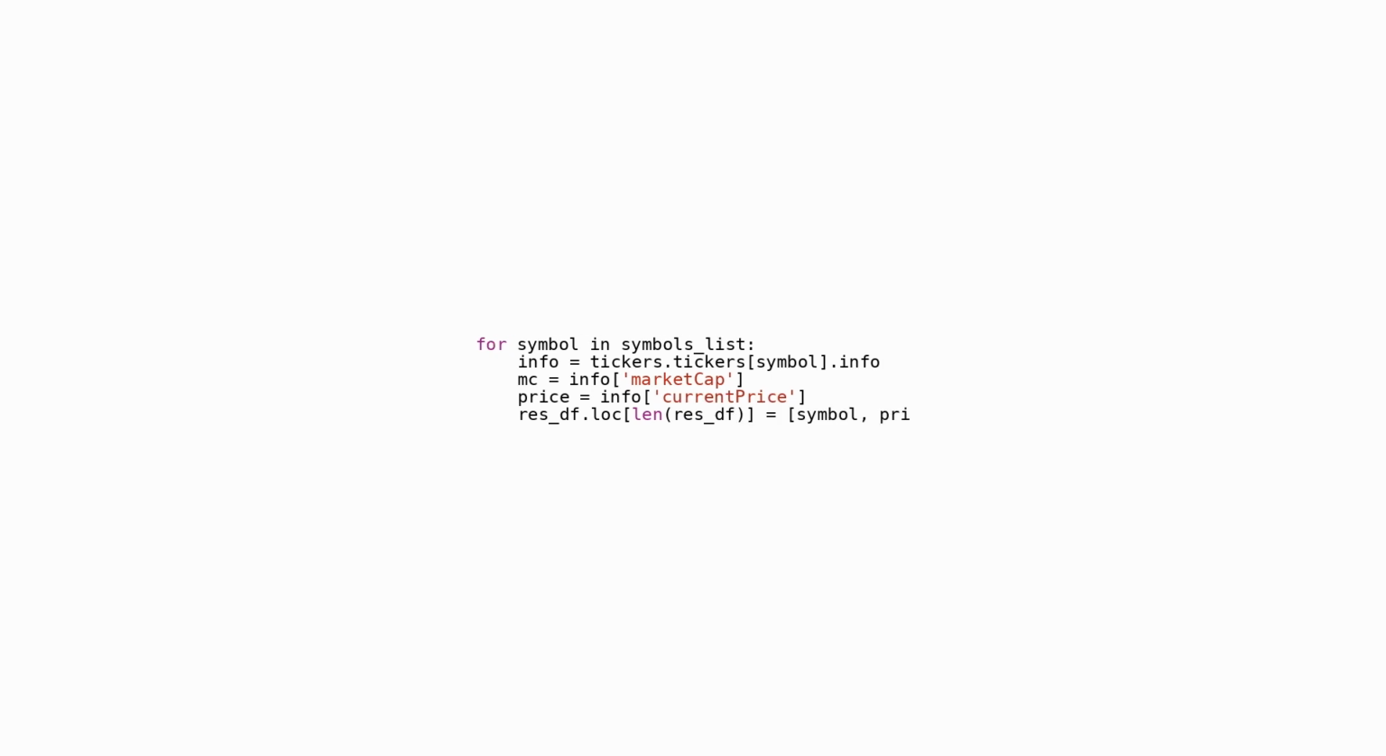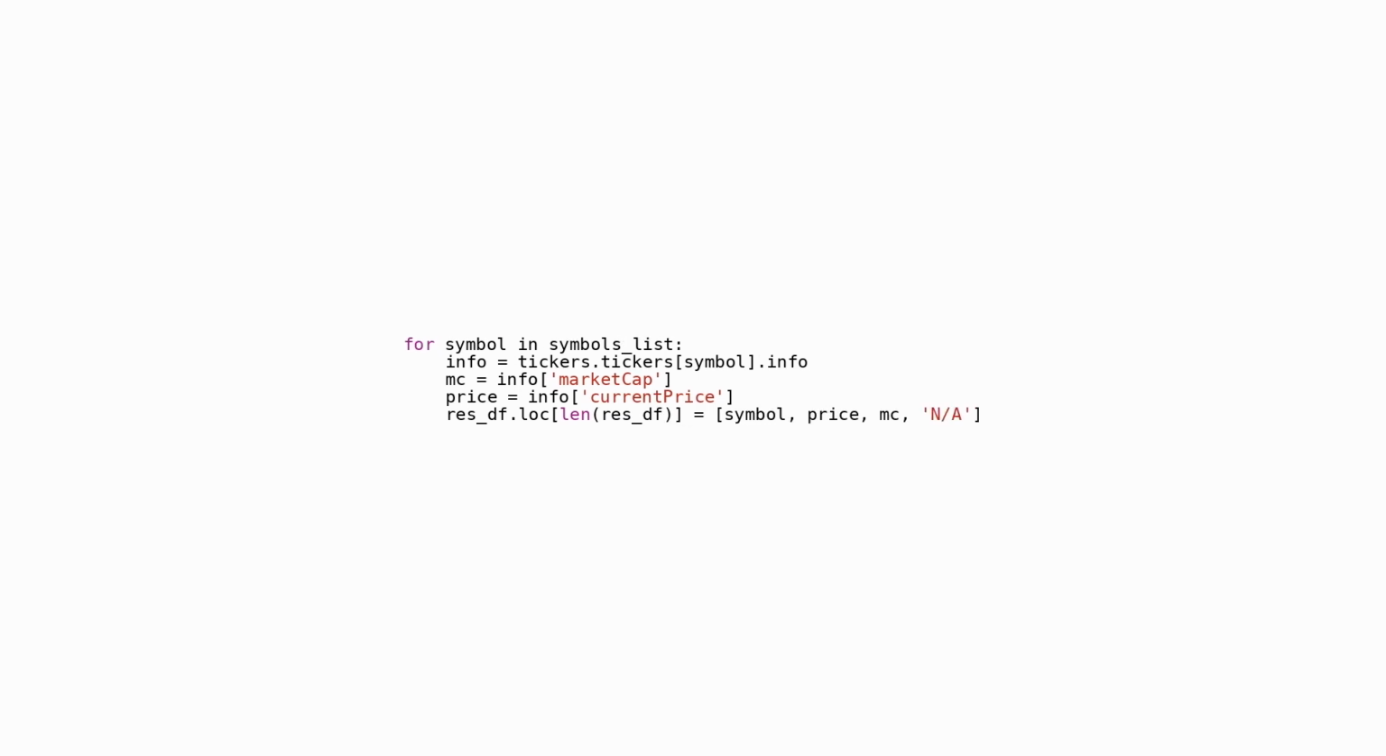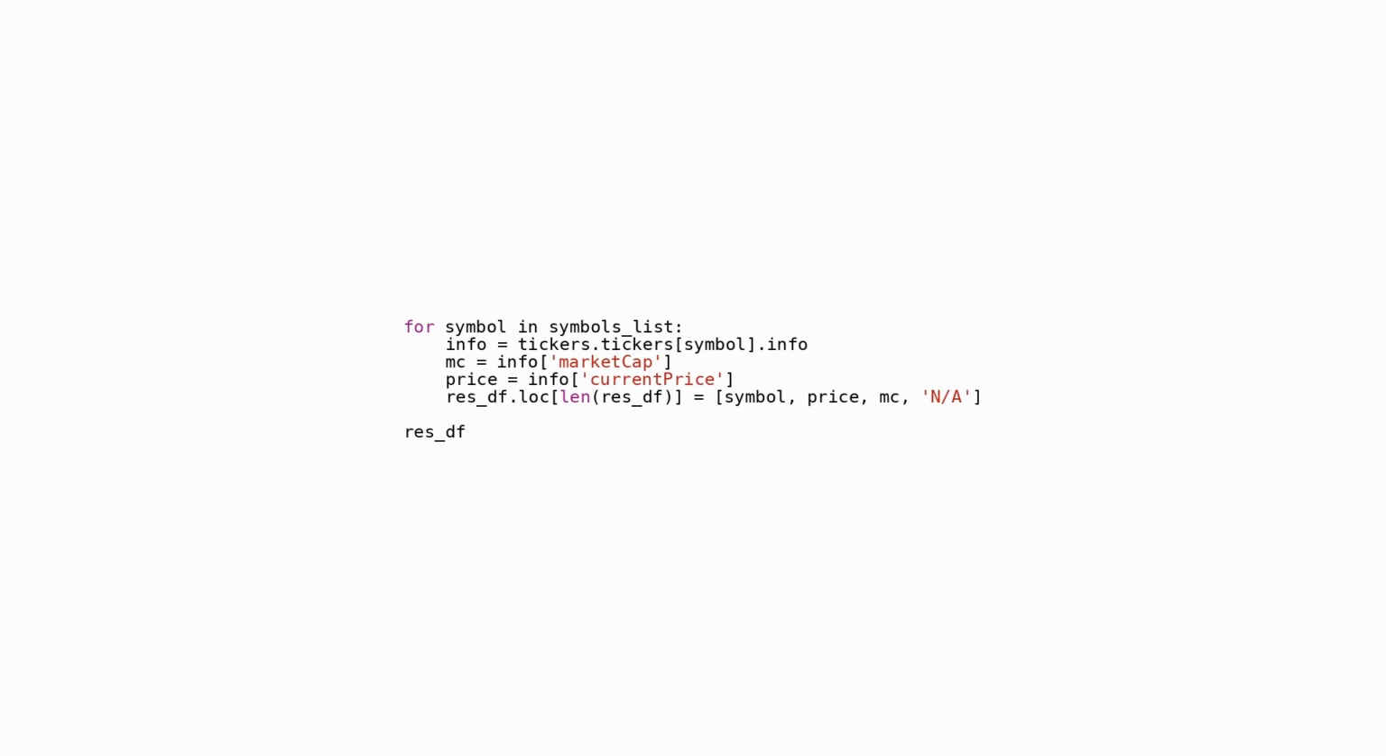This code snippet iterates over a list of symbols stored in symbols_list. For each symbol, it retrieves information, market capitalization, and current price from the ticker's dictionary using the symbol as a key. It then appends a new row to a data frame, which includes the symbol, price, and market capitalization, and finally, the updated data frame is returned. This code is beneficial for extracting specific data for a set of symbols and arranging it in a structured manner within a data frame for further analysis or processing.